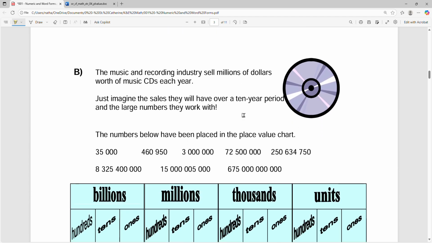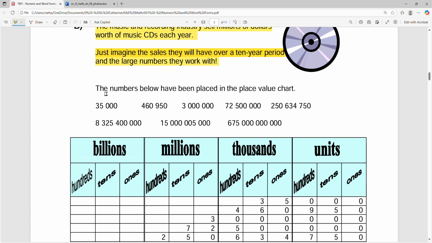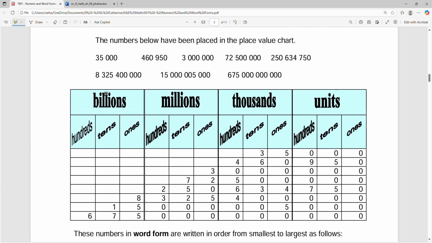And let's look at a few word problems. The music and recording industry sell millions of dollars worth of music CDs each year. Just imagine the sales they will have over a 10-year period and the large numbers they will work with. So CDs aren't really a thing these days. It's more streaming and online, but still there are figures that come in for the different impressions and views that people have on their songs online on Spotify and so on. So it still would be a similar situation looking at these large numbers when we're considering the amount of views someone would have on a hit song.